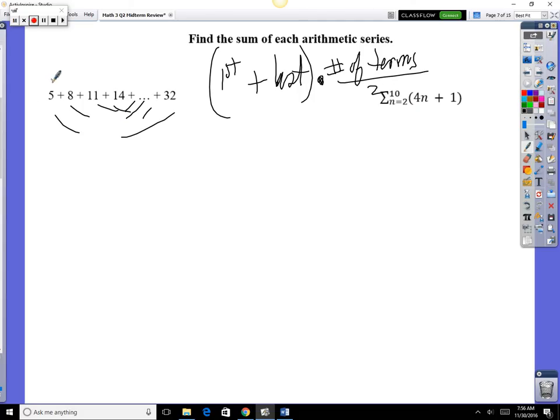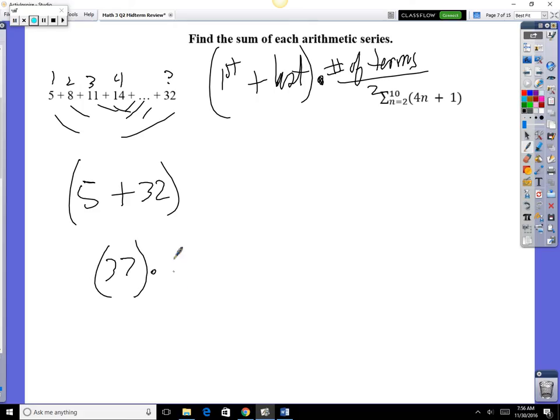So this is my first, second, third, fourth, I don't know. I don't know what it ends on, but I know that's the last. So I'm going to take the first plus the last. 5 plus 32. Okay, 5 plus 32 is 37. And you need to times that by the number of terms divided by 2. I have no idea how many are in that list. I know it's arithmetic, so it goes by add, and it looks like this is add 3, add 3, add 3.